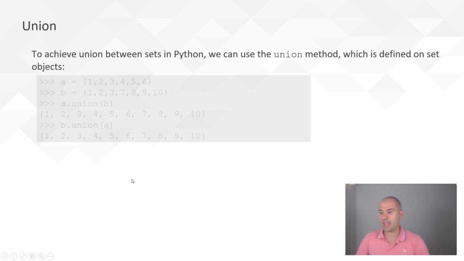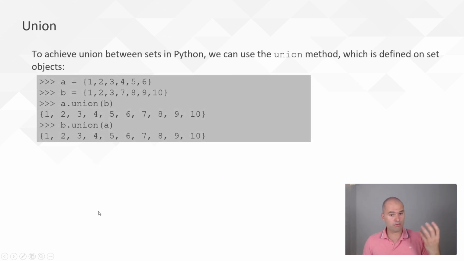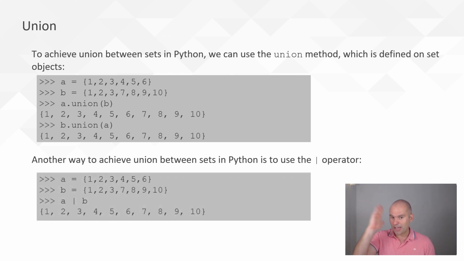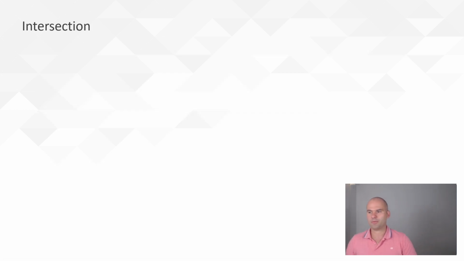In code, that looks like this. Given that A union B is the same thing as B union A, you can actually write A dot union B and B dot union A. But there is another way to achieve the same thing, and that is with that straight dash operator. So you have A and B here, and A union B is represented with this dash, and look at that. Exactly the same outcome.